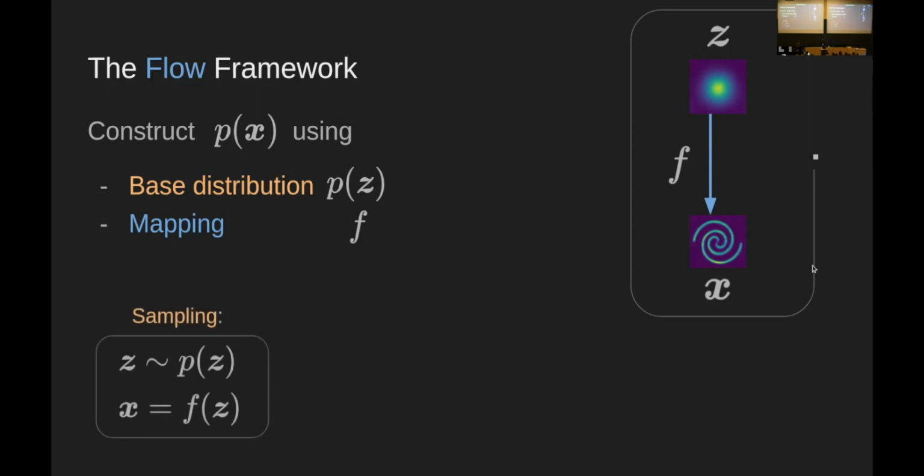So if you want to generate a sample from this model, you sample first from the simple distribution up here. So you sample from your Gaussian, and then you pass it through the neural network to get a sample x. So that seems simple enough.